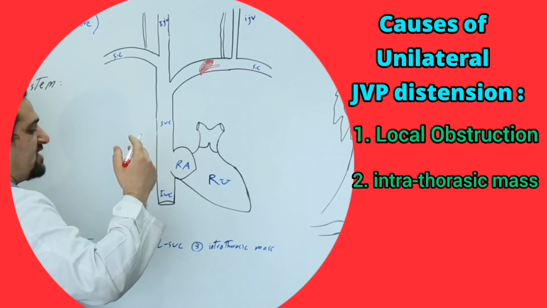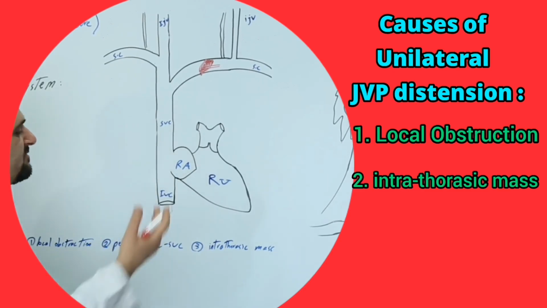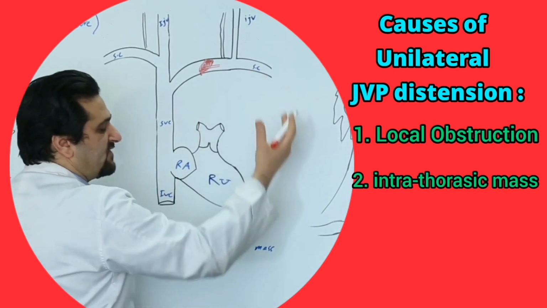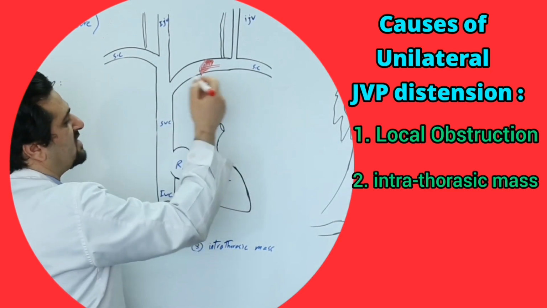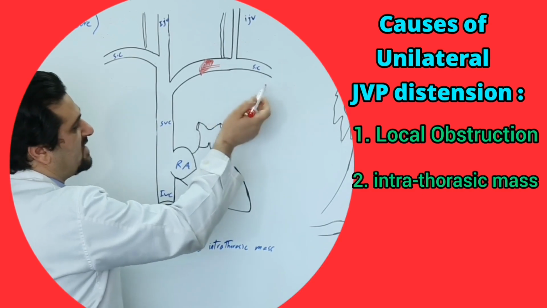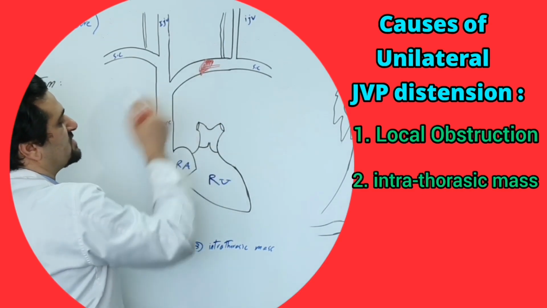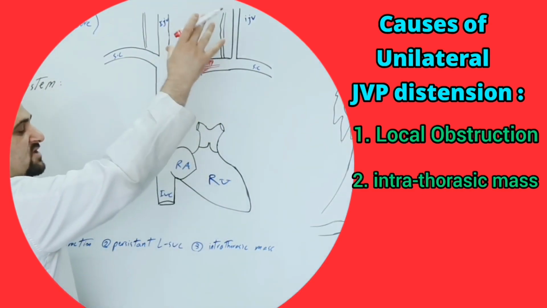Second, there are patients who have intrathoracic masses. That is, patients who have a mass in their chest, whether in the mediastinum or at the apex of the lung, or a tumor that exerts pressure on the subclavian vein or the brachiocephalic vein, which leads to distension.